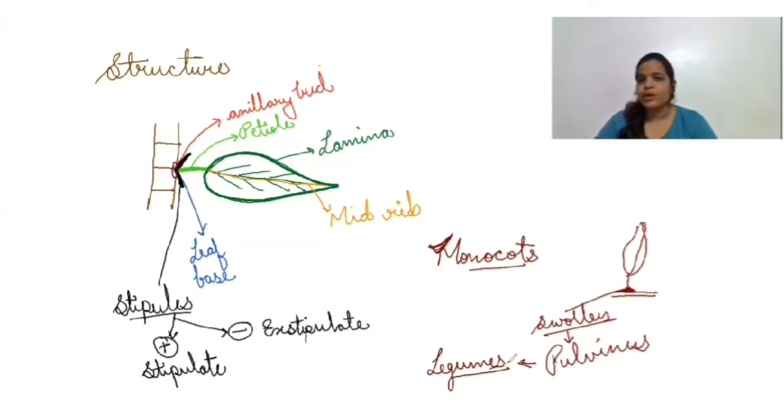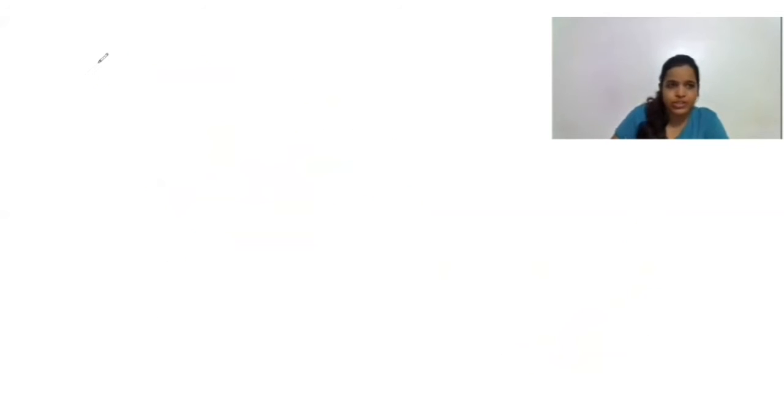So here we are done with the basic structure plus some important specific structures found in the leaf, guys. Now the next we have got is the second character of the leaves, that is the venation. So let's see the second character of the leaves, or second part of the study of the leaves, that is venation. This venation is a new term, but it is nothing tough.